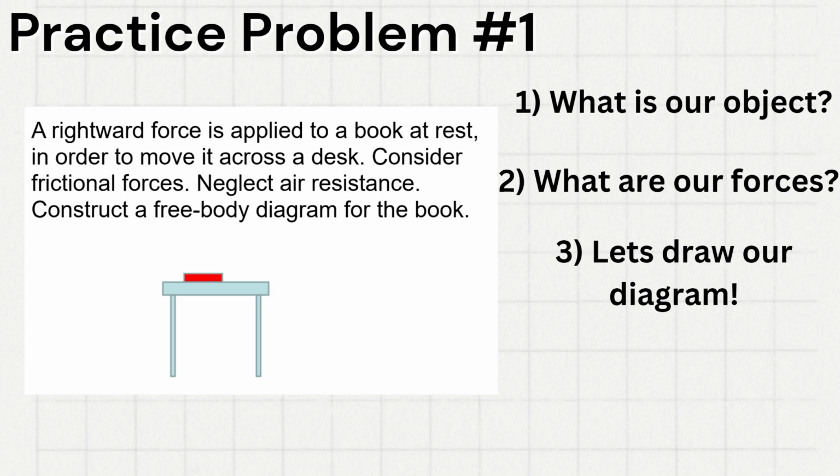So, first thing that you want to gather from this problem is what is our object and what are the forces. So quickly pause the video and determine what our object is and what are all the forces acting on the object. If you said that our object was a book, you'd be right. And if you said that there were 4 forces, applied, frictional, normal, and gravity, you'd also be correct. Now we're going to move to drawing our diagram.